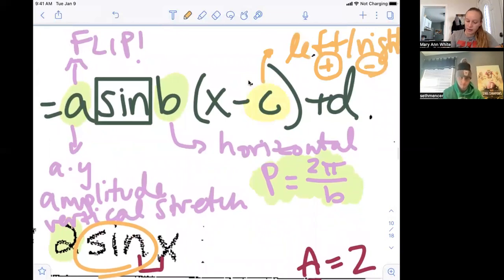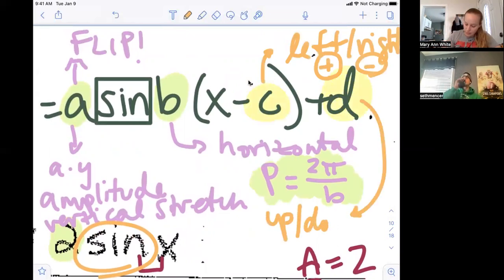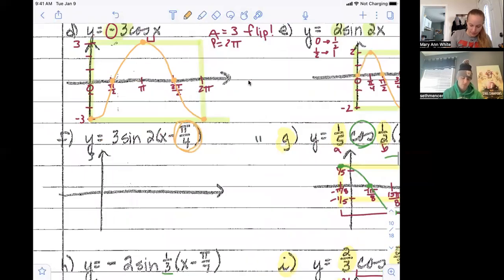I mentioned this in the other video, but I can mention it while we're here too. D is a vertical shift, so I'm moving up or down, and that's exactly what we think it should be. So if I have a plus or minus, which we're not going to do any of those in this video, the next video has that. If it's plus something, it moves it up. If it's minus something, it moves it down. All right, so let's go look at the last problem we're going to do.